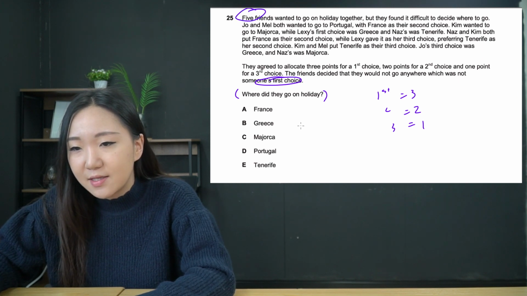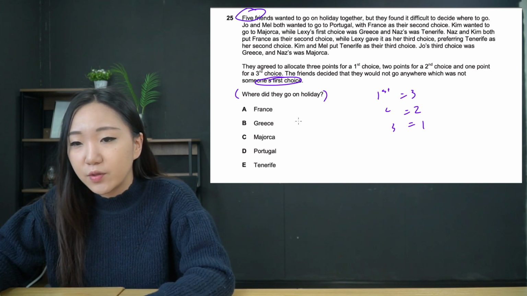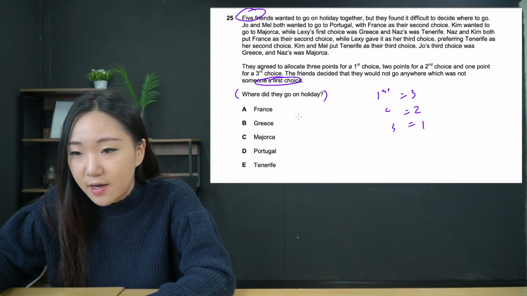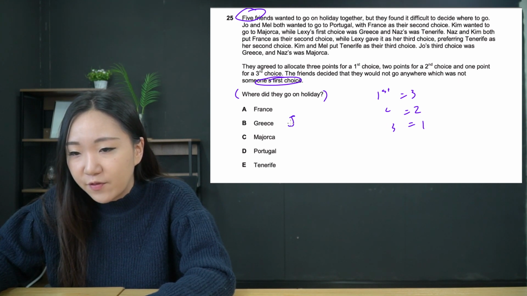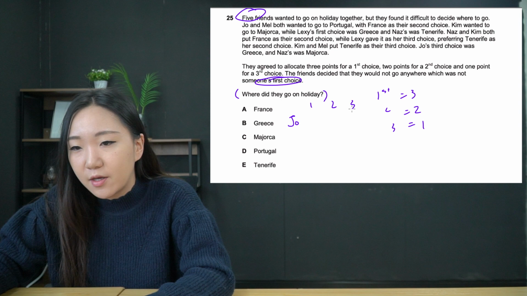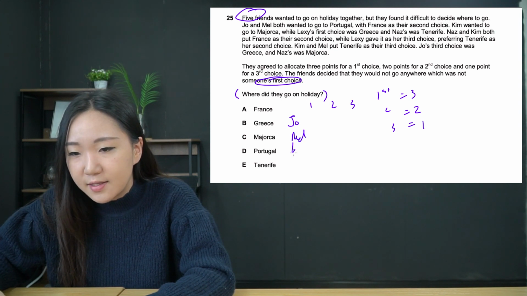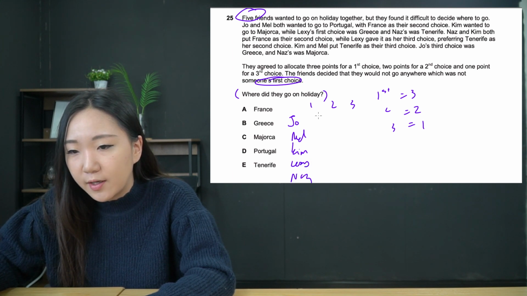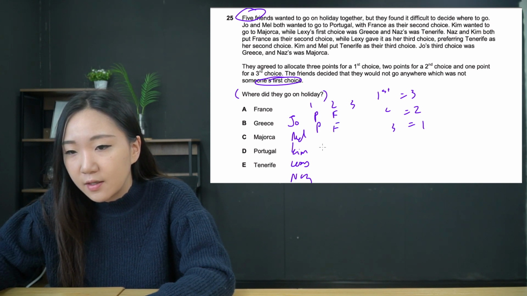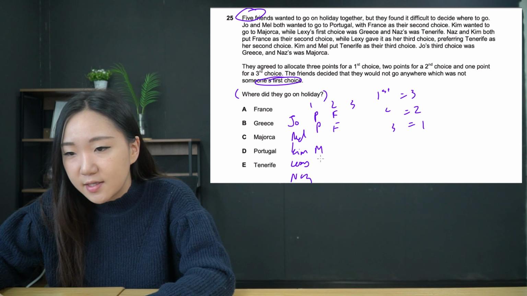From now, I mean, this is just like, there's no shortcut to this, unfortunately. You just do have to put down everybody's first, second, third choice and then add it up. So Joe and Mel, and then what are the other names? Kim, Lexi, Naz. Okay, so that's 5 friends. Joe and Mel want Portugal, France is their second choice, Kim wants Mallorca, Lexi's is Greece, Naz's is Tenerife.